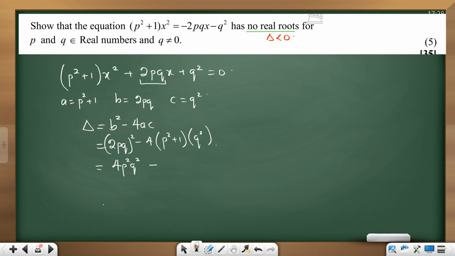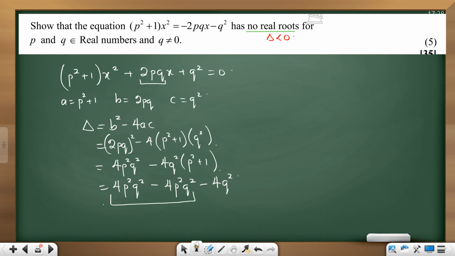Please be careful of how you solve this. You can do this first, or you can say 4, you have q squared there. Now you can expand 4p squared q squared minus 4p squared q squared minus 4. What do you notice here? That's 0. So our discriminant is negative 4q squared.